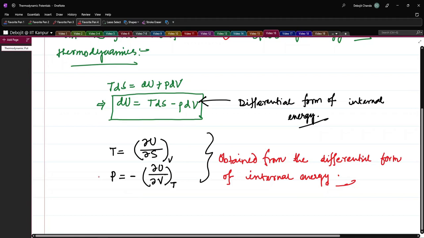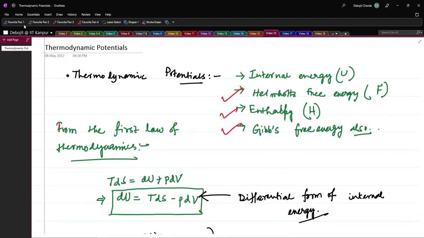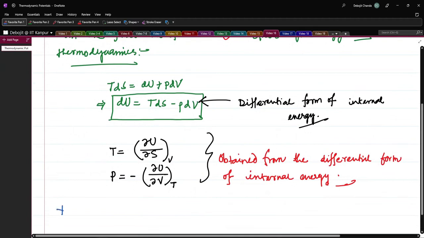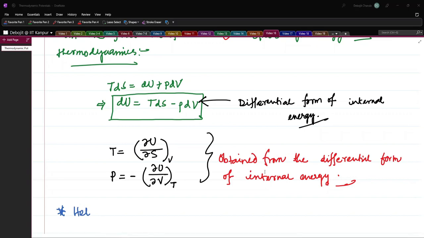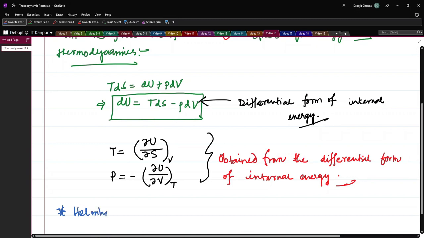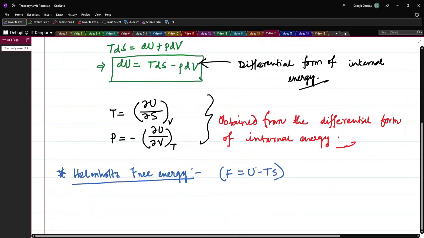Okay, so let us start with Helmholtz free energy. This is denoted by the symbol F, which is given by U minus TS, where U is the internal energy. So from internal energy, we can calculate the Helmholtz free energy. So we have U minus TS.